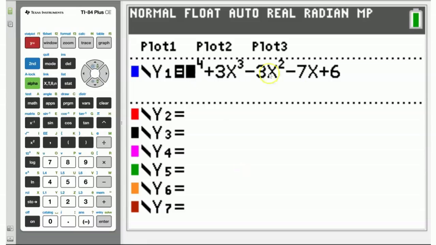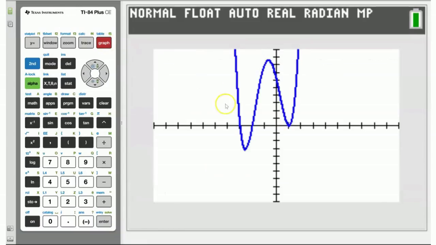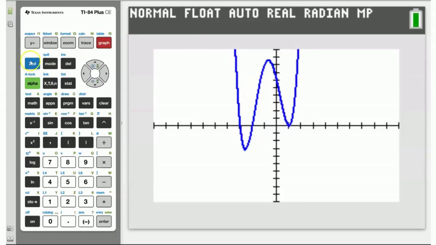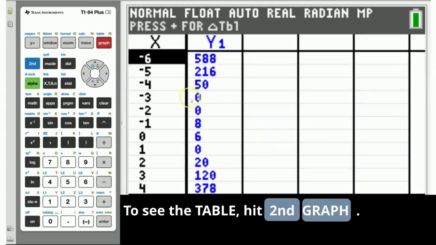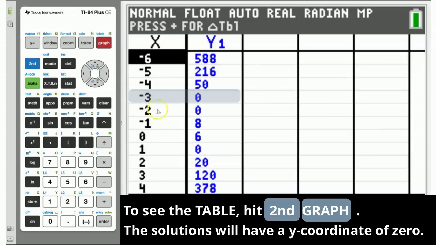Okay, I went ahead and I put in this equation into the calculator already. Let's take a look at the graph. There you go. All right, so just by looking at this, it looks like it hits at -3, -2, and +1. So since these look like nice answers and not decimals, I can actually look at the table. So second graph to get to the table. And we can see it hits the x-axis at -3 and -2 and +1.